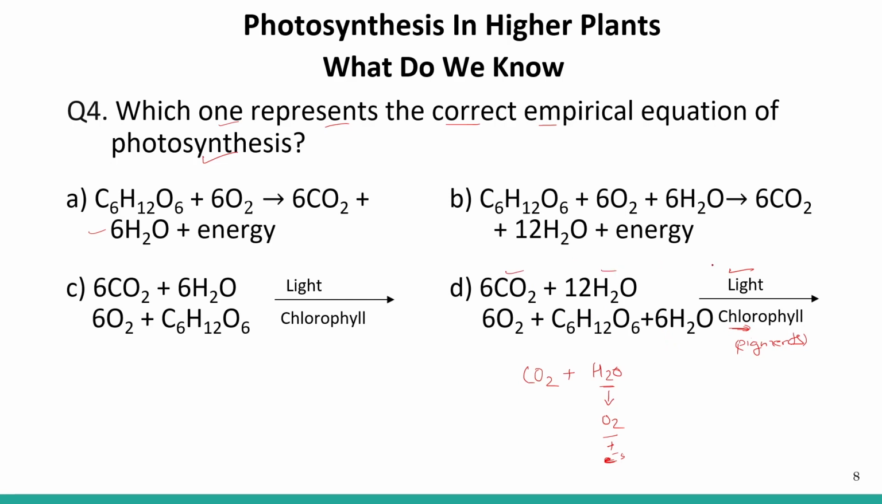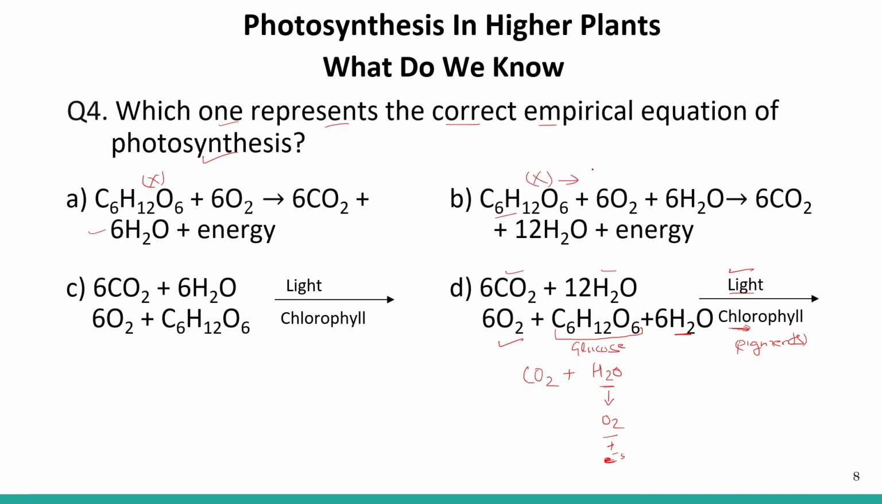Carbon dioxide, water, light and chlorophyll are required, and what is produced? Oxygen is produced. Carbohydrates are produced. So this is glucose, C6H12O6, and some water is formed. So these are the options here. So this is not correct. This is the opposite here. Again, they are saying C6H12O6. So this is not produced.